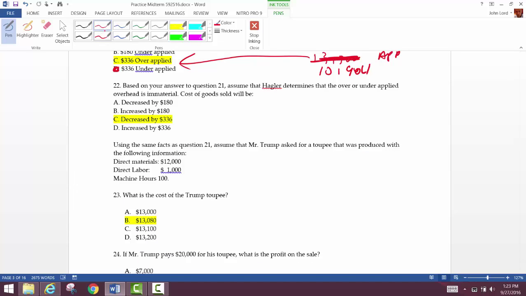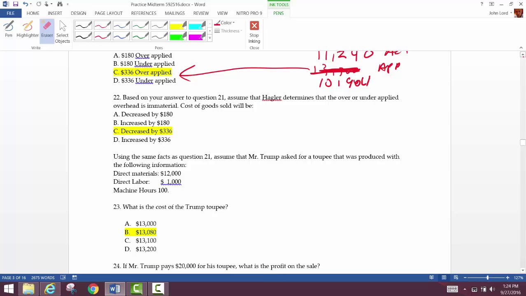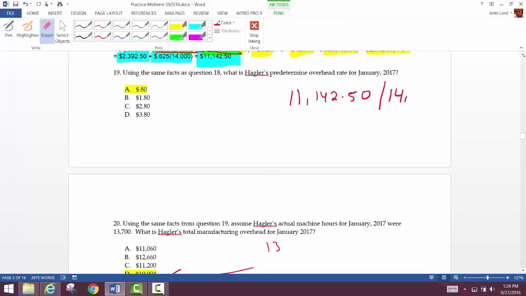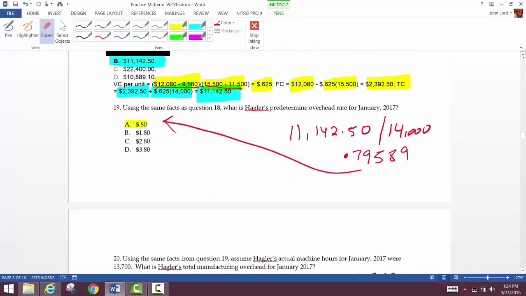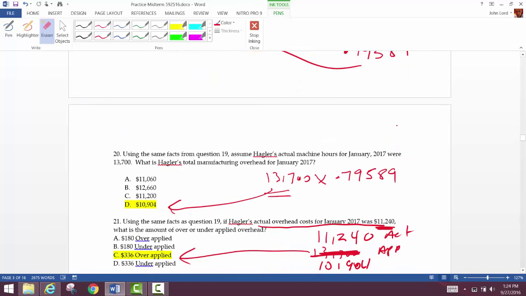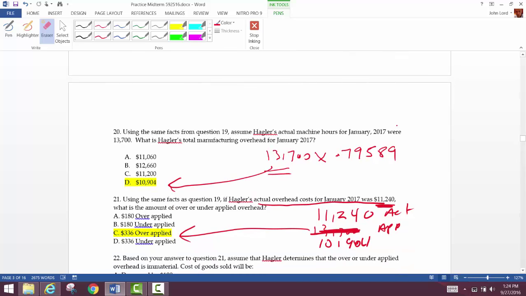So it is. That's correct. It is what? Over applied by that 336. Okay, I just picked up the machine hours or labor hours or whatever that is up there, the driver, instead of picking up the amount that was applied. Let me come back up. So the applied is 10,904. The actual is what? 11,240. So I am over applied, right?